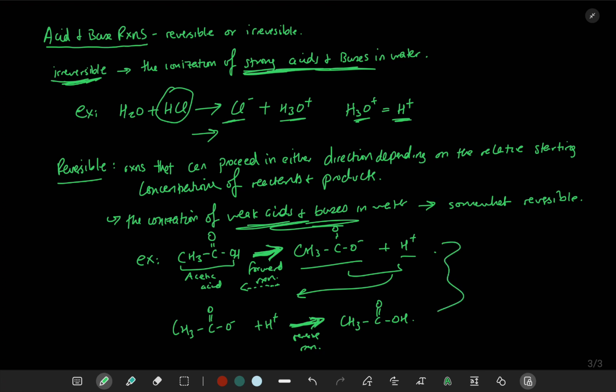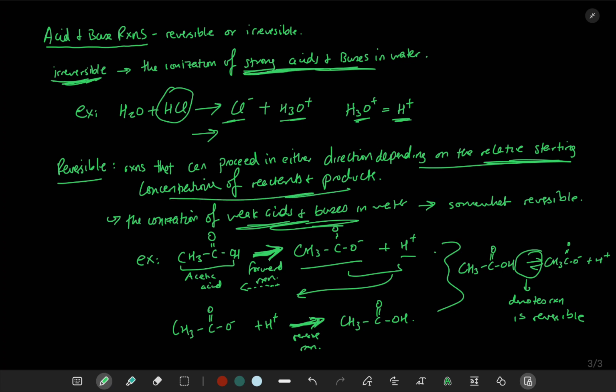And so this whole reaction, or both of these reactions, can be summed up and denoted this way: CH3, C double bond O, OH, double arrow, CH3, C double bond O, O minus, plus H plus. So this double arrow denotes that the reaction is reversible, which means it has a forward and a reverse reaction component. Right? It can happen in either direction depending on the relative starting concentrations of reactants and products. All right. So again, the ionization of strong acids and bases are going to be irreversible reactions, and the ionization of weak acids and bases are going to be somewhat reversible, again depending on the starting concentration of the reactants and products.